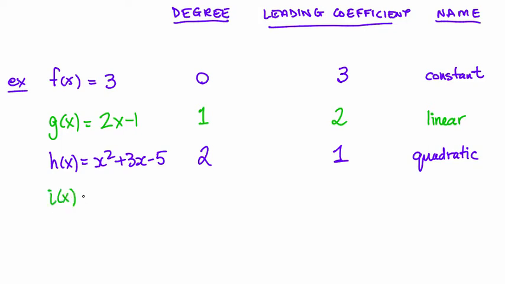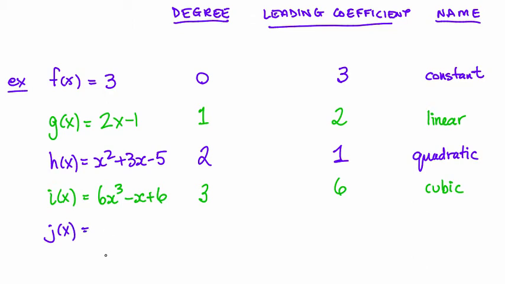I of x, the next example, will move up to x cubes plus some other stuff. Notice you don't really need to worry about the other stuff. All our answers are coming from the degree of the biggest term, which is usually written at the front. If it's in degree order, it's written at the front. So this is degree 3 with a leading coefficient of 6, and this is called a cubic function.